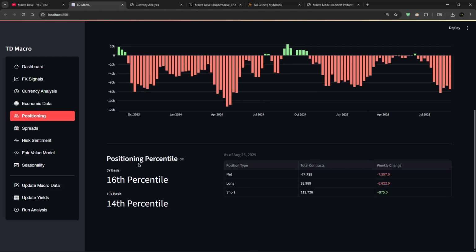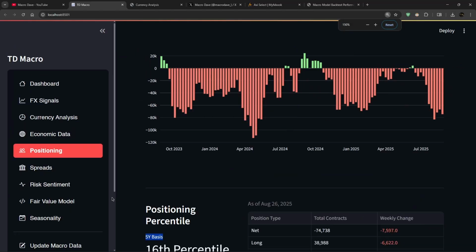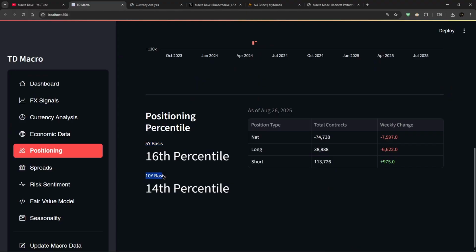And then down here, you can see we have positioning percentile. And what this shows is essentially how bullish or bearish asset managers are on a 5 year basis. I'll zoom in again, how bullish or bearish they are on a 5 year basis and a 10 year basis. And if you don't understand what percentile means, it's just a statistical term to see how bullish or bearish someone is. So if the percentile is low, just think of it as being very bearish. So this ranges from 0 to 100. If they're in the 16th percentile, this essentially means that they are very bearish.